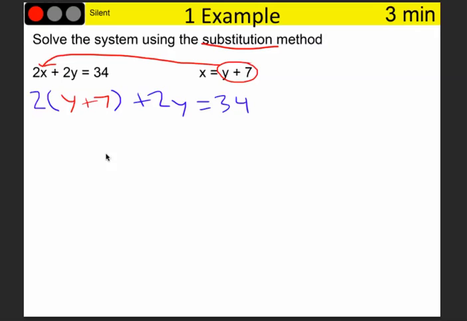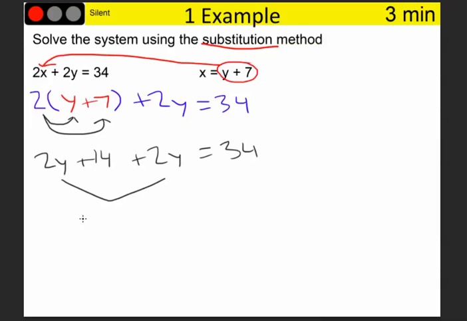So, right now I'm going to distribute this multiplication of the 2. So 2 times y is 2y. 2 times 7 is 14. Bring down my other 2y and my 34. I have some like terms here. 2y and 2y combine to make 4y. My 14 comes down, equals 34.